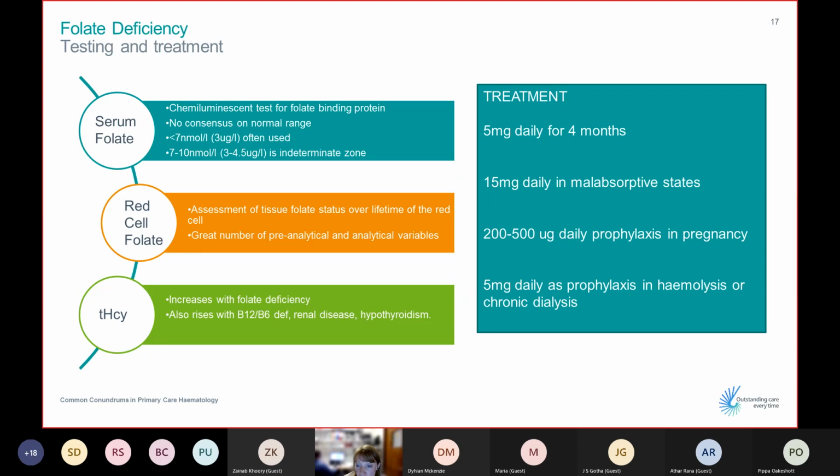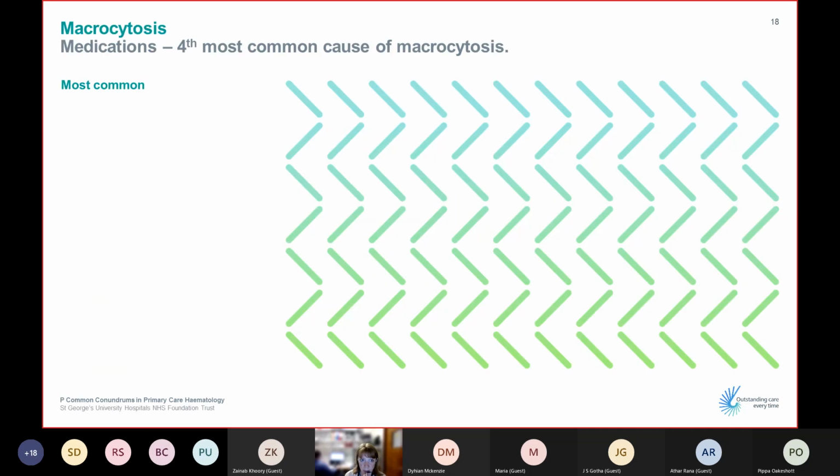Treatments, it's generally recommended that patients have 5 milligrams daily for 4 months. However, if the cause is secondary to malabsorption, they should have 15 milligrams a day. Prophylaxis in pregnancy is 200 to 500 micrograms, and prophylaxis for hemolysis or chronic dialysis is 5 milligrams a day. So that concludes our section on hematinic deficiency, and I wanted to briefly discuss common medications that lead to macrocytosis.